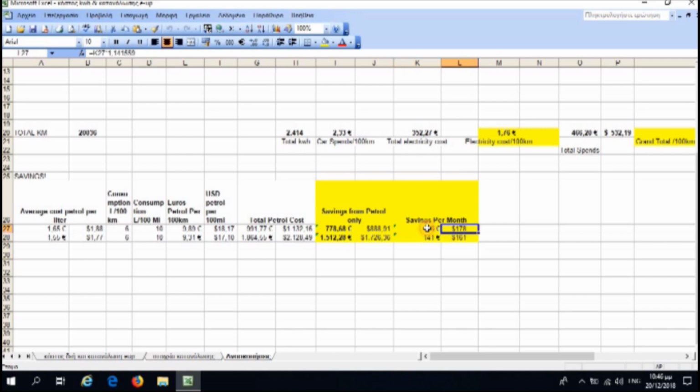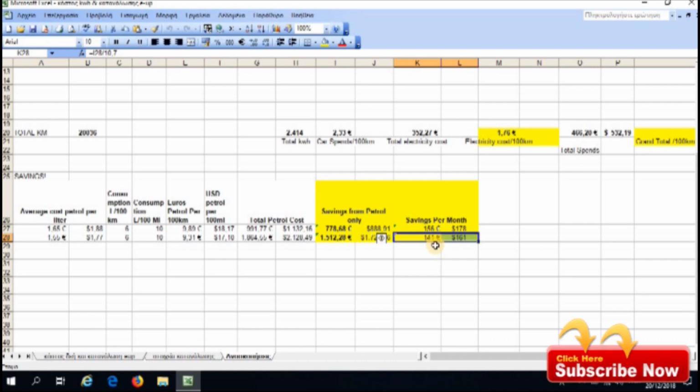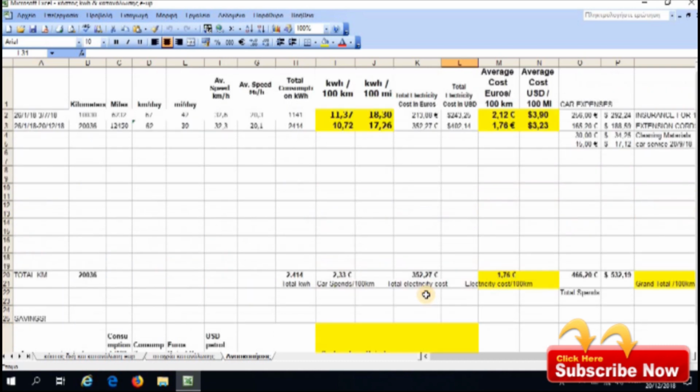In the beginning we were moving more, so we were saving more, and the average cost was a little bit higher, and here we were moving a little bit less. But anyway, we are saving only from petrol 140-150 euros per month. These are savings. So that means that after 5-6 years the difference in price for this car is going to be already saved. So these are the stats.